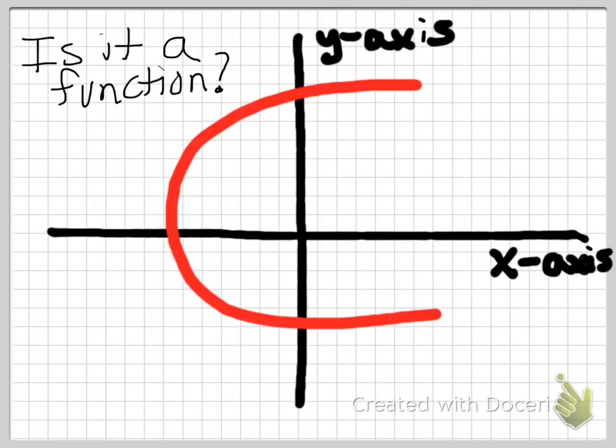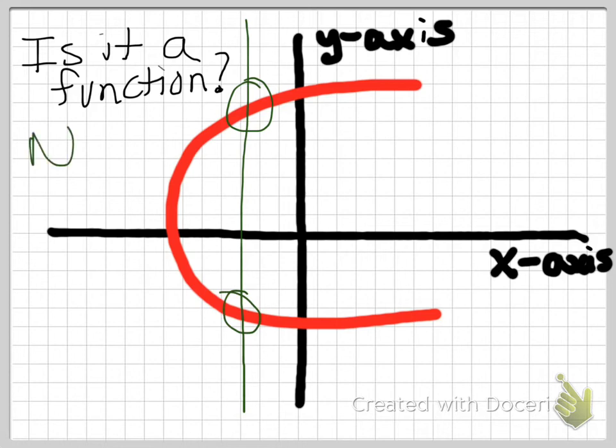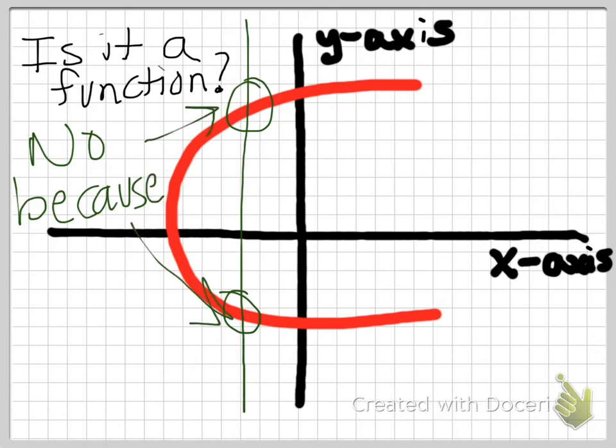Okay. All right, if we look at this graph, we're still going to use the vertical line test. If I draw a line right here, it's going to cross 2 points on my graph, right here and here. So no, because of this point and this point. It crosses 2 points.